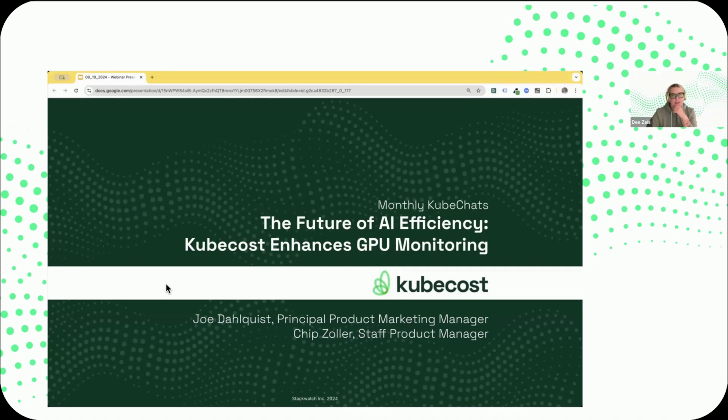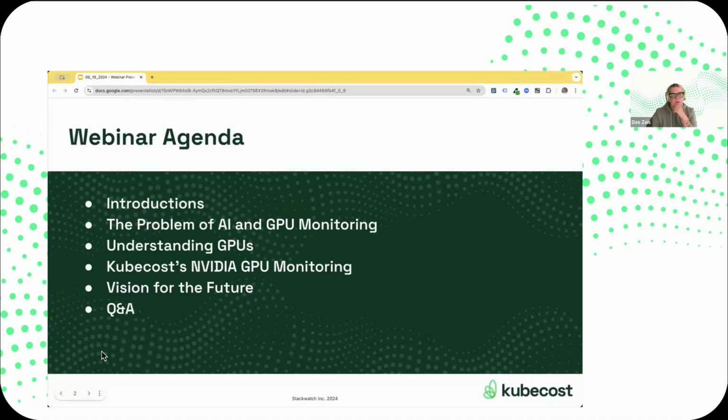Going into the agenda here, we'll go with quick introductions to our speakers and Kubecost. And then we will dive right into GPU monitoring, understanding GPUs. We'll cover our new NVIDIA GPU monitoring feature, as well as a sneak peek into some upcoming releases that you all can be expecting. And we'll also save some time at the end for a Q&A.